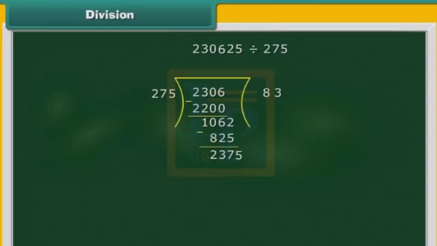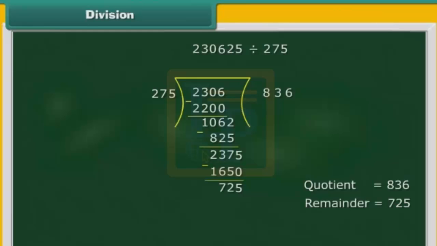Bring 5 down. The new number formed is 2375. It holds 6 times 275, that is 1650. Subtract and write the difference 725 below. As there are no more digits in the dividend, we come to the end of division operation. Thus, the quotient is 836 and the remainder is 725.